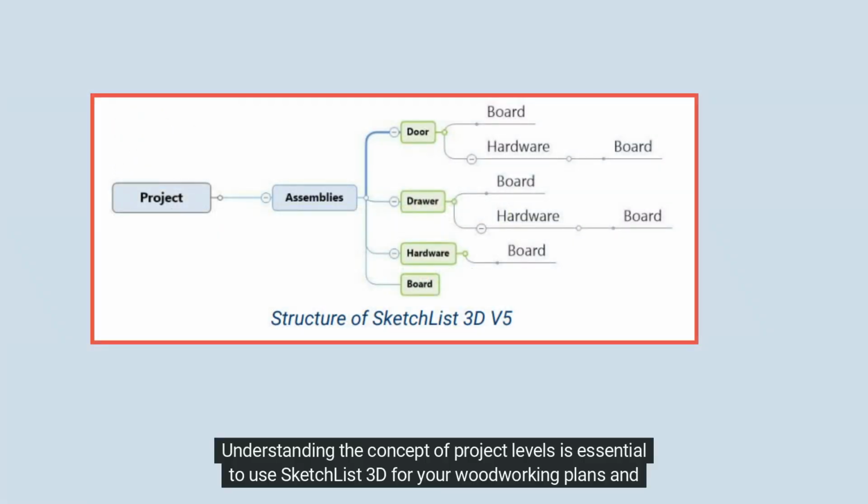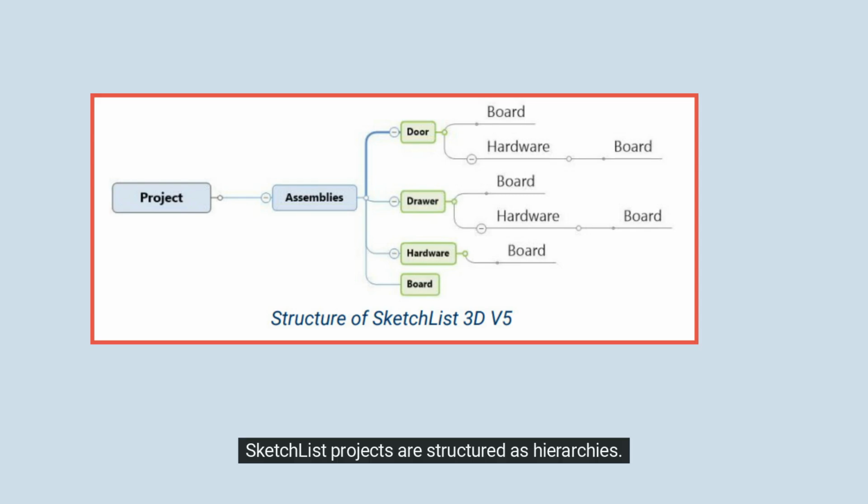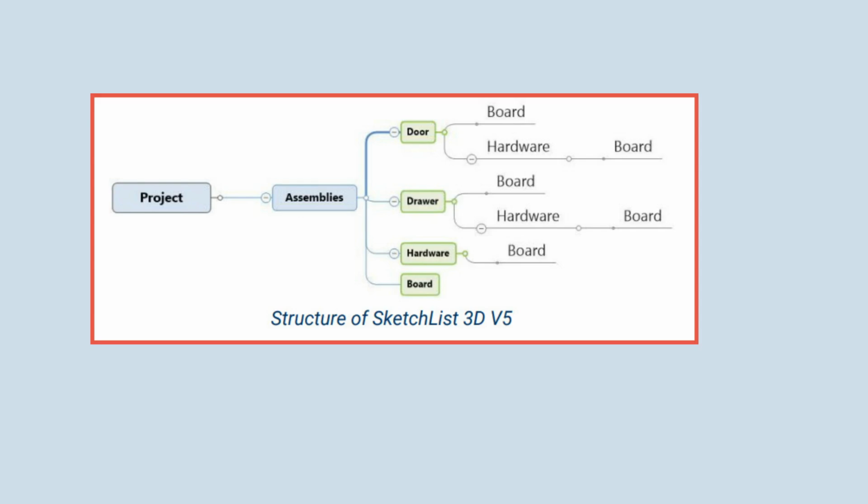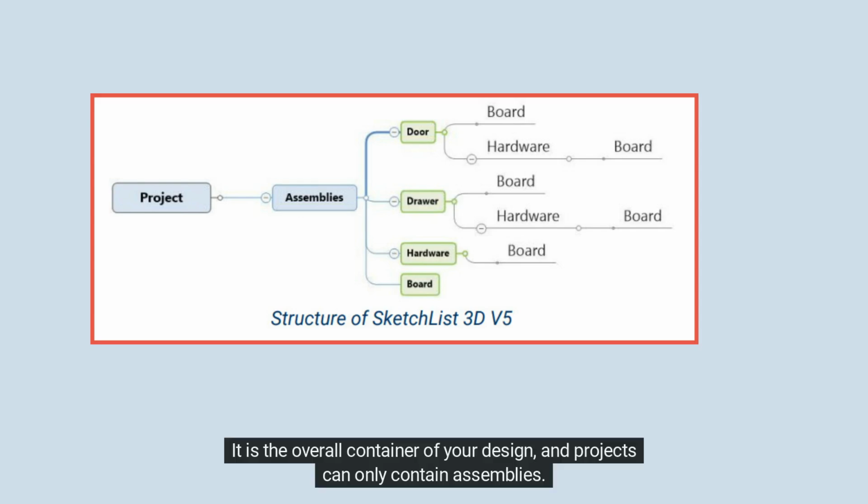Understanding the concept of project levels is essential to use SketchList 3D for your woodworking plans and projects. SketchList projects are structured as hierarchies. A project has at least 2 levels and may contain 4. The project is at the highest level of the hierarchy. It is the overall container of your design, and projects can only contain assemblies.